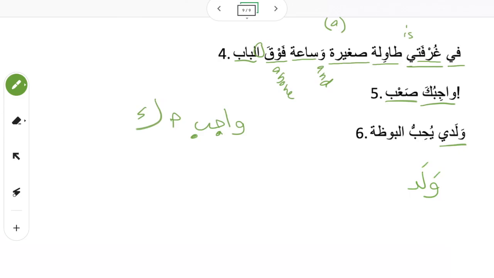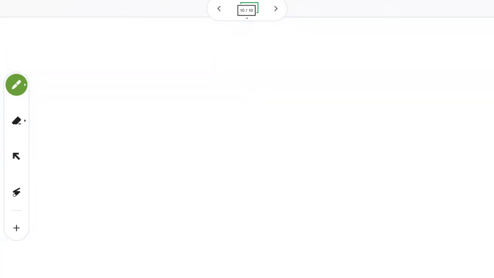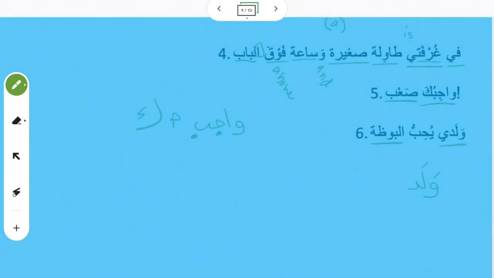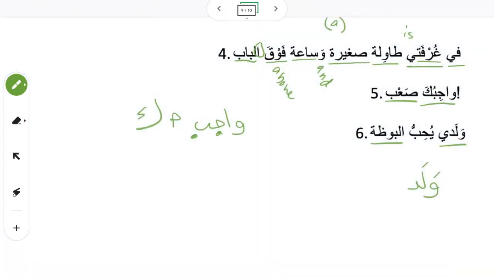ولدي, we did walad meant boy or child. So if I say waladi, it's my child or my son. Waladi, yuhib, he loves ice cream. Al-bula, he loves ice cream. Okay.